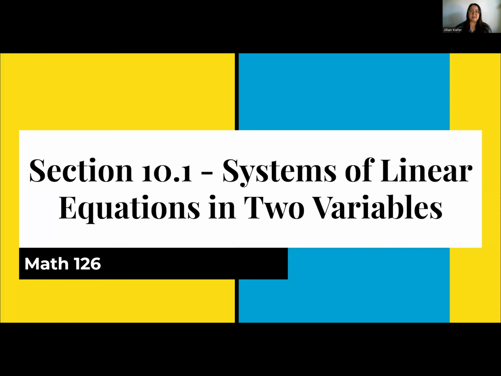Hello, everyone. We're going to go ahead and go over section 10.1, which is going to be on systems of linear equations in two variables. Now, what you're about to see should look fairly familiar. You most likely have gone over this at some point, probably in high school, but we're going to revisit it.